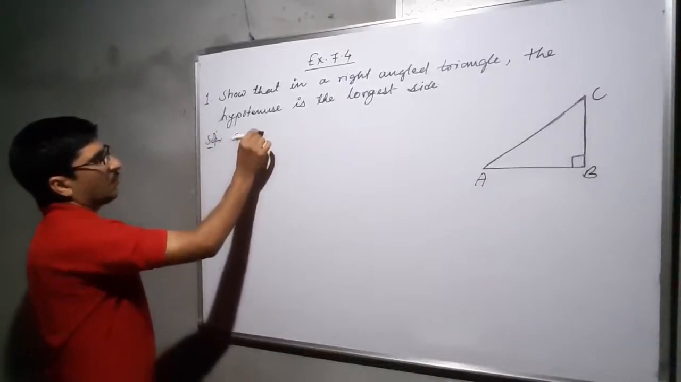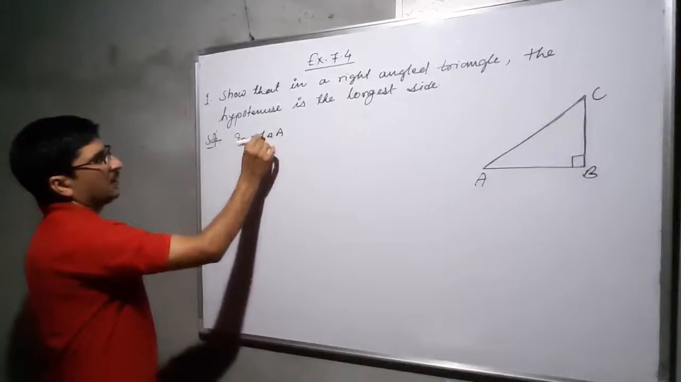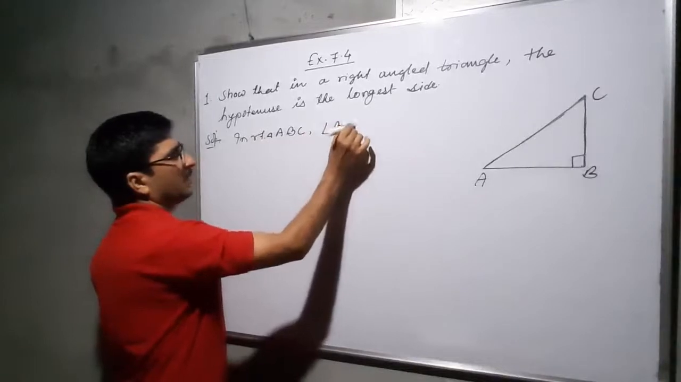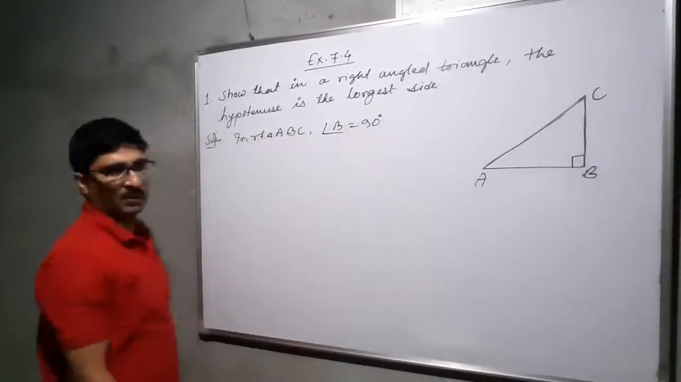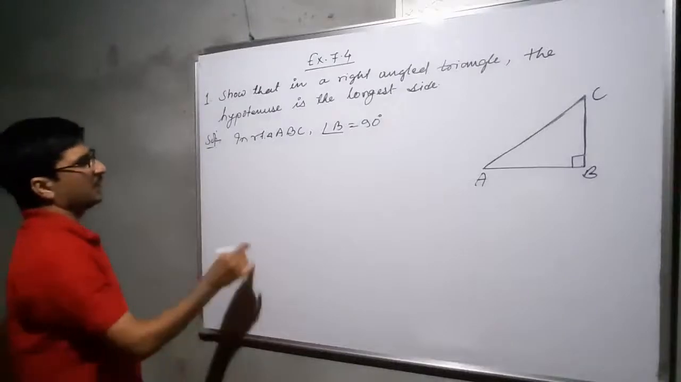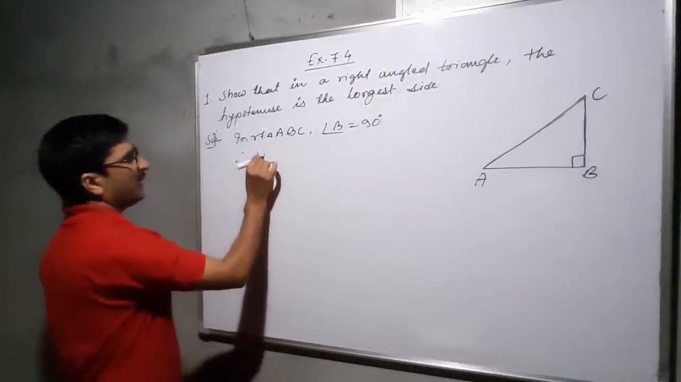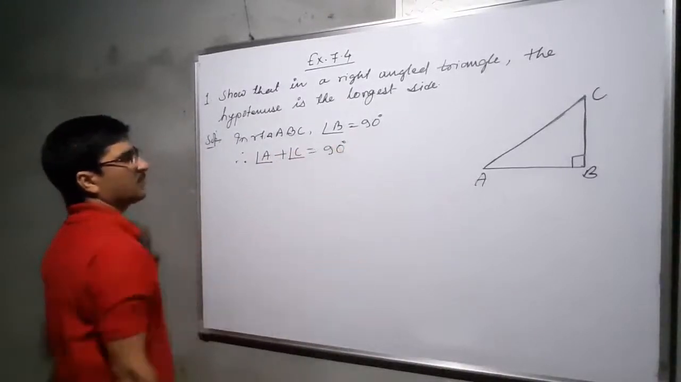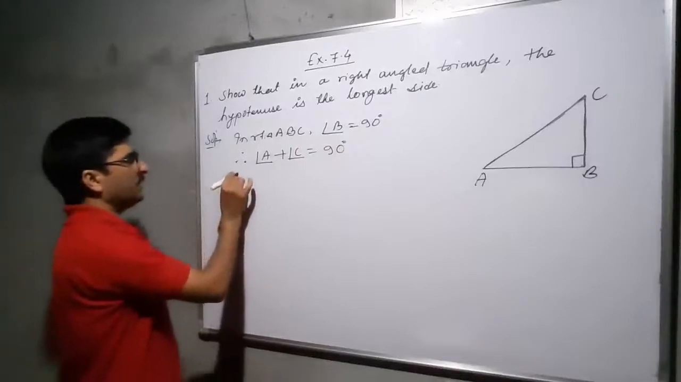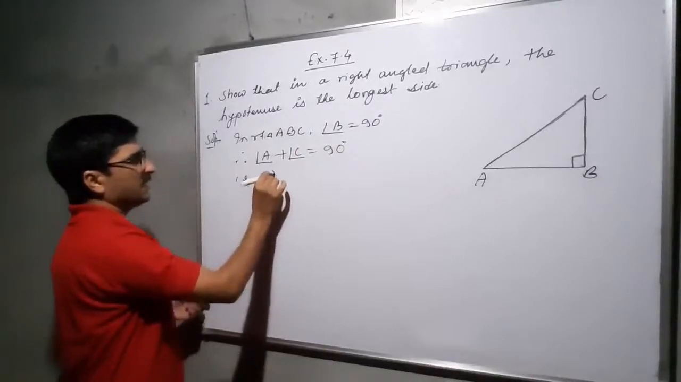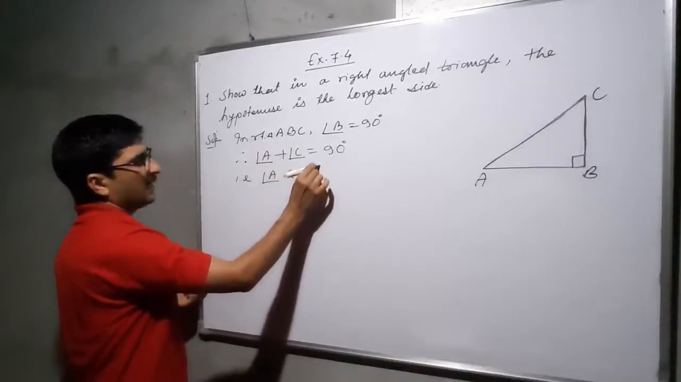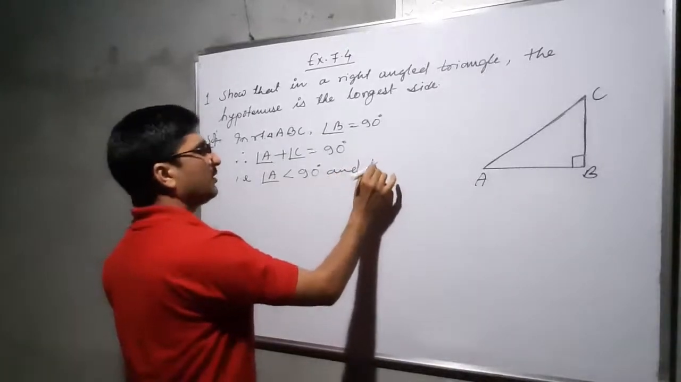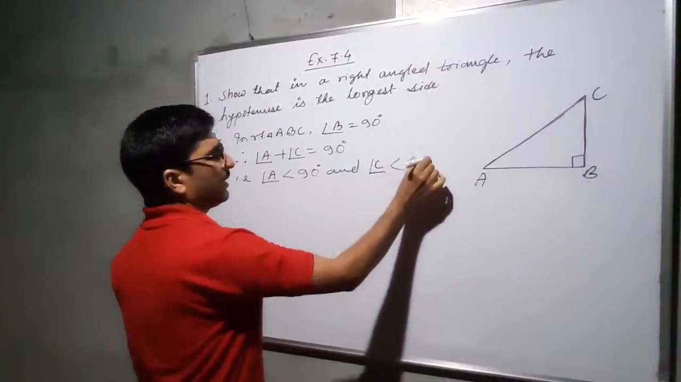In right triangle ABC, angle B is equal to 90 degrees. Therefore, angle A plus angle C together makes 90 degrees, since the sum is 180 degrees. That means angle A is less than 90 degrees, and angle C is also individually less than 90 degrees.